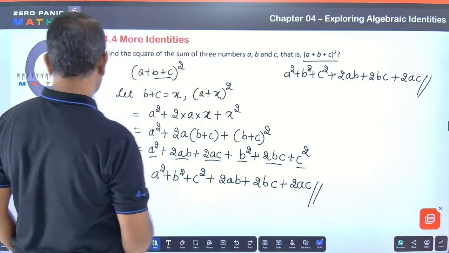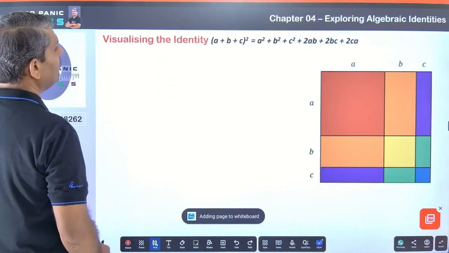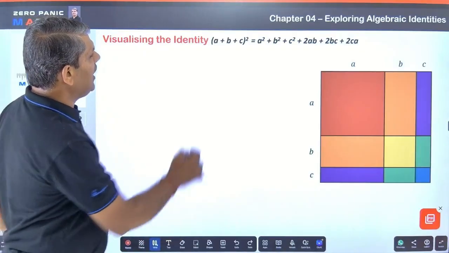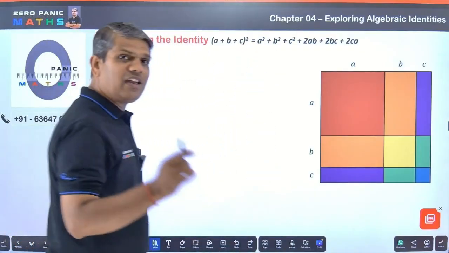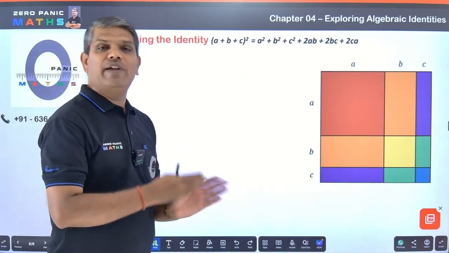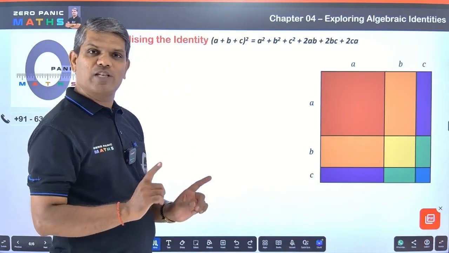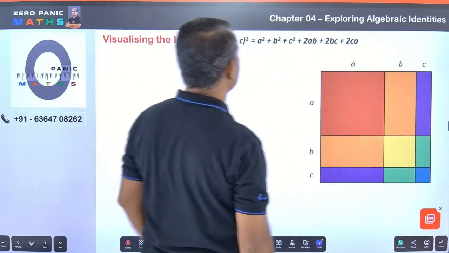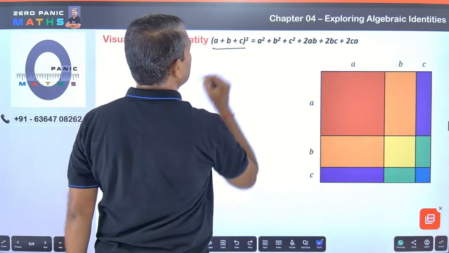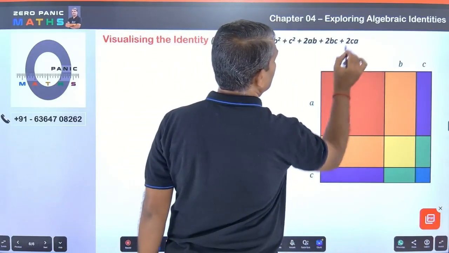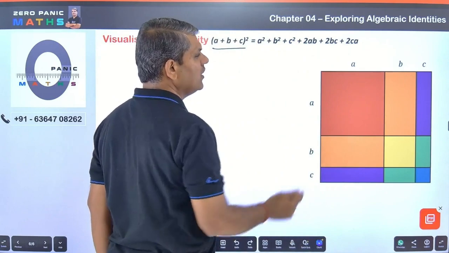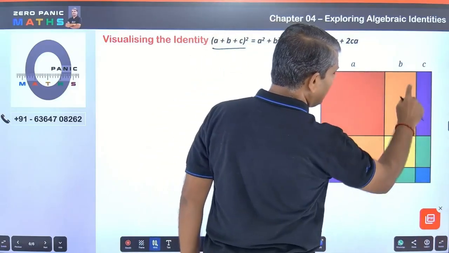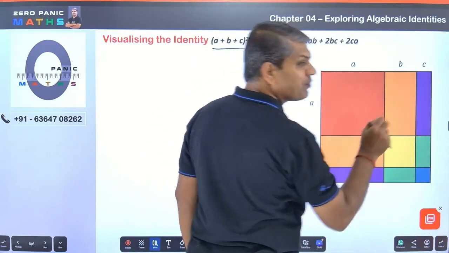Now let me see whether we have the visualization of this. Yes, we have the visualization of (a plus b plus c) whole square. You remember we visualized the previous two identities, (a plus b) whole square and (a minus b) whole square, using geometrical shapes. We have that here also, and we are going to prove that (a plus b plus c) whole square is going to be this sum. How? Let us have one square, divided into multiple squares and multiple rectangles.